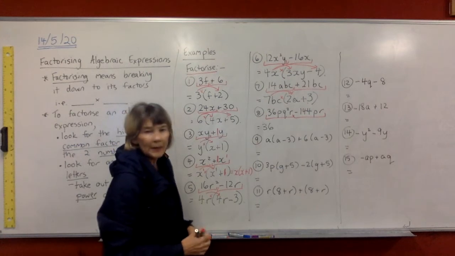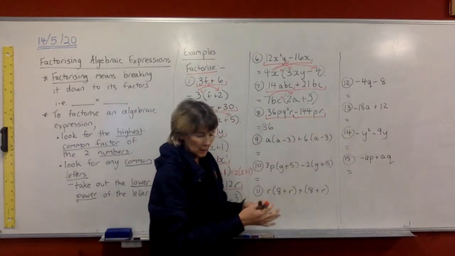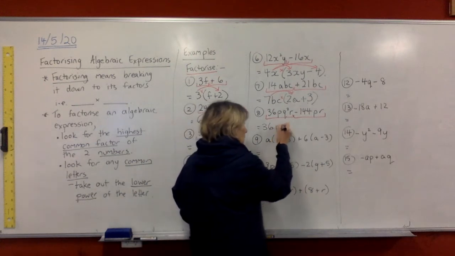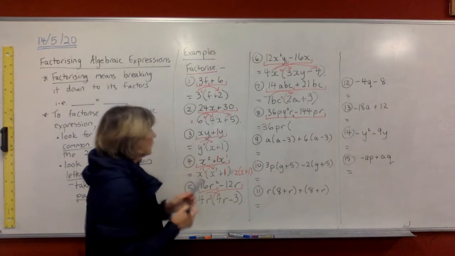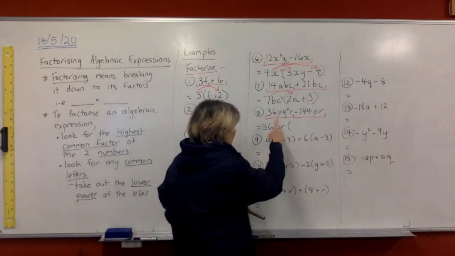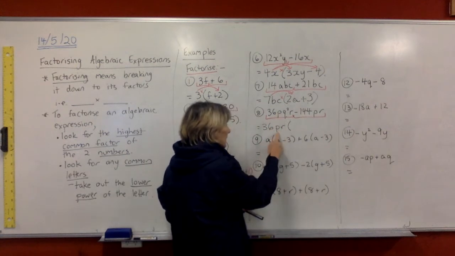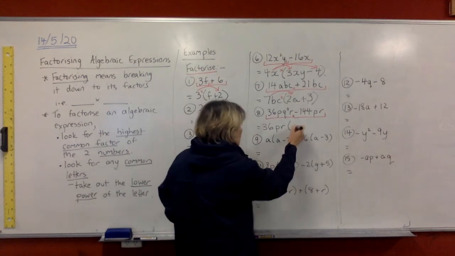Now let's look at common letters. They both have a P, they both have an R. So we can take the P out and the R out as a common factor. Alright, so now we're looking at what's left. The 36 is out, the P is out, the R is out. All we've got left inside is the Q squared on that term.